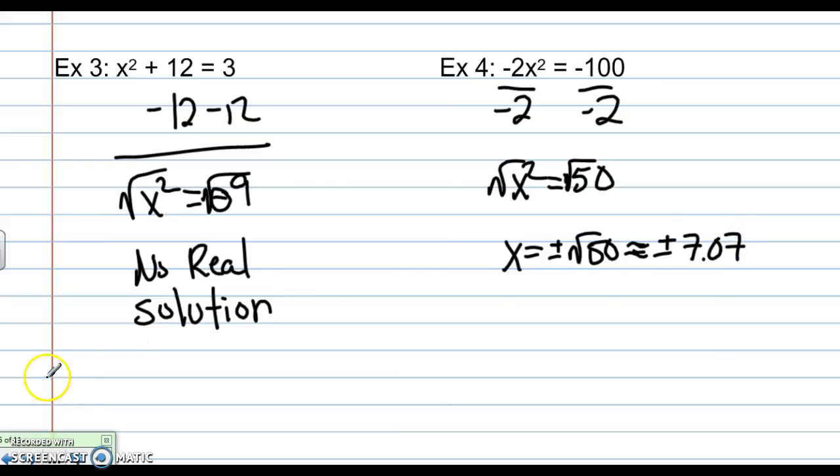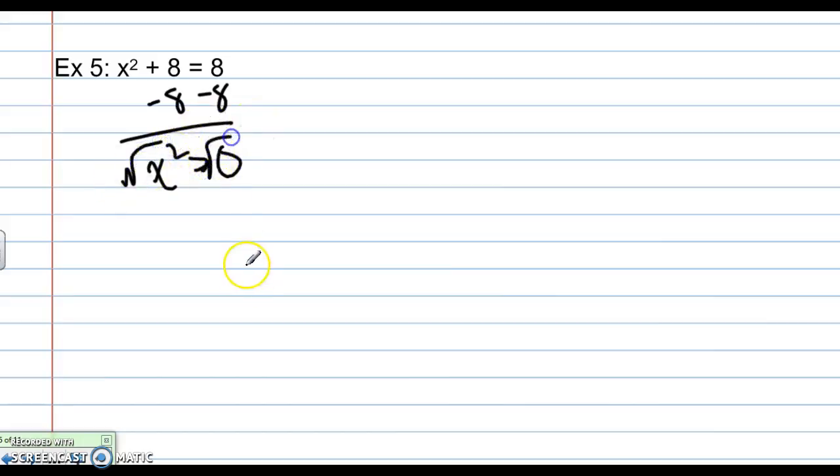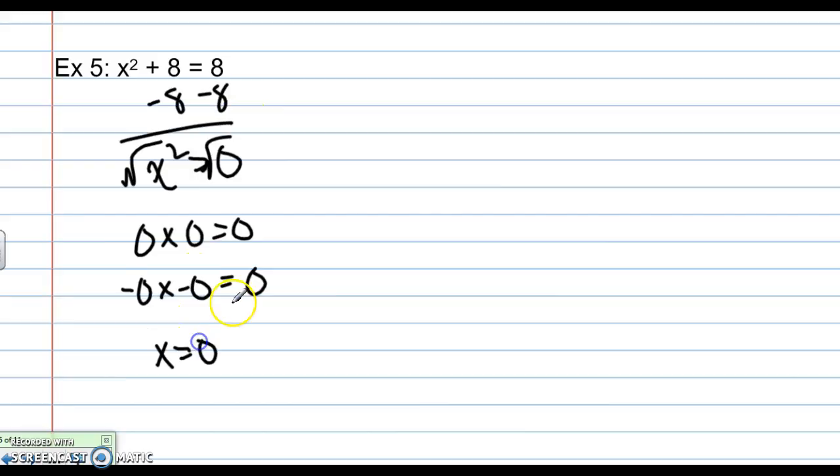One more example here. What happens when we have a 0? We would have x squared equaling 0. Well, can you take the square root of 0? Does 0 times 0 give you 0? Would a quote-unquote negative 0 times a negative 0 also give you 0? Therefore, this does have a solution, and the answer is simply 0, because there technically is not such a thing as a negative 0.